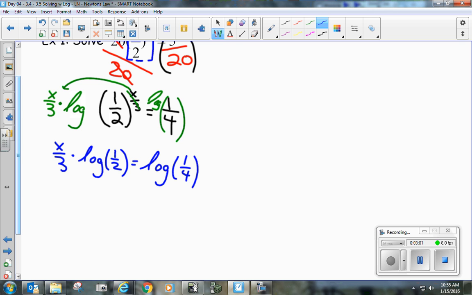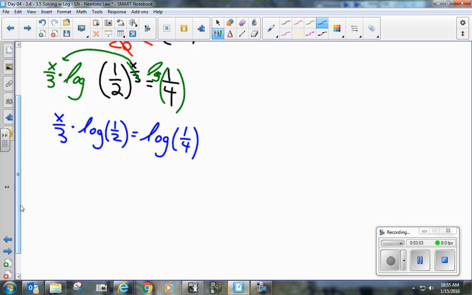One shot. So, if I'm multiplying x over 3 by log of 1/2, how do I get rid of that log of 1/2? I divide x over 3 times log of 1/2 by log of 1/2, right? So these cancel nicely. What I do to one side, I have to do to the other. Log of 1/2. Now, I can't just divide by log and keep my 1/2 there.